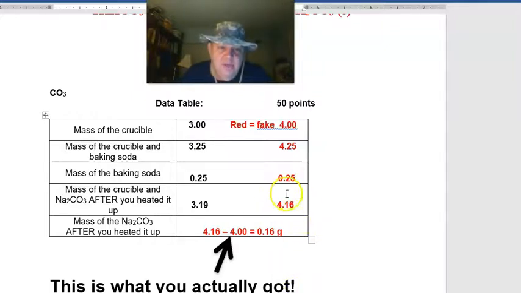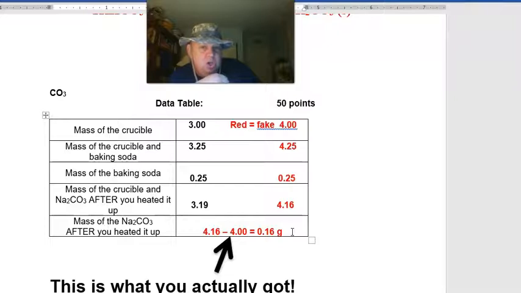So how do you figure that out? You're going to take this number, because this is after you heated it up, but you have to subtract the empty crucible. That's why I got 4.16 minus 4.0 equals 0.16 grams. That, ladies and gentlemen, is how much K2CO3, or potassium carbonate, we have left after cooking our potassium bicarbonate.